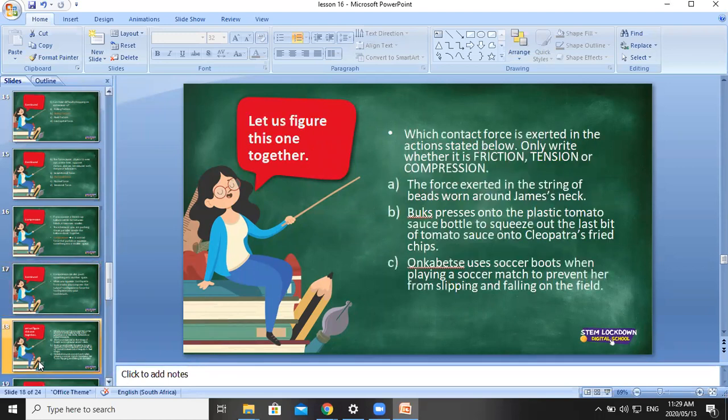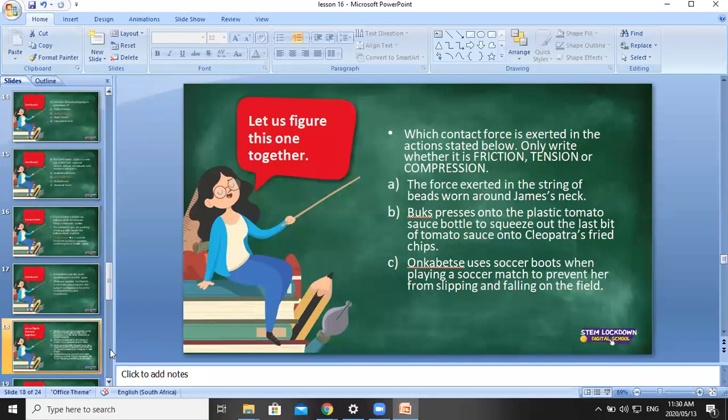Let's figure this one out together. Which contact force is exerted in the action stated below? Only write whether it is friction, tension, or compression. Read all three. A: the force exerted in the string of beads worn around James's neck. B: Bucks presses onto the plastic tomato sauce bottle to squeeze out the last bit of tomato sauce onto Cleopatra's fried chips. C: Unkabetsi uses soccer boots when playing a soccer match to prevent her from slipping and falling on the field.